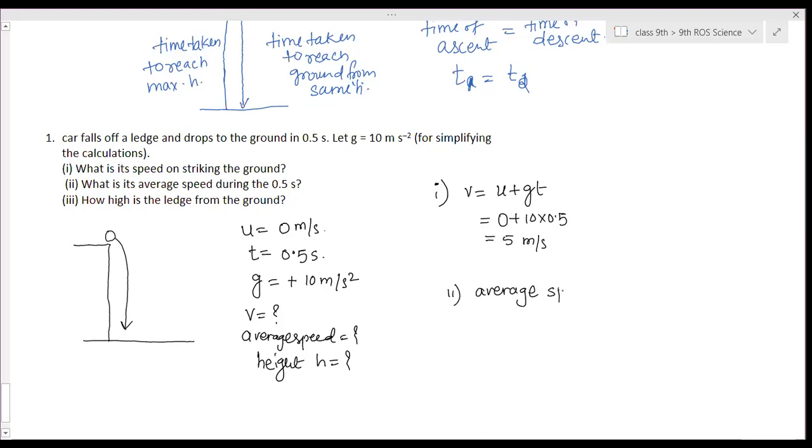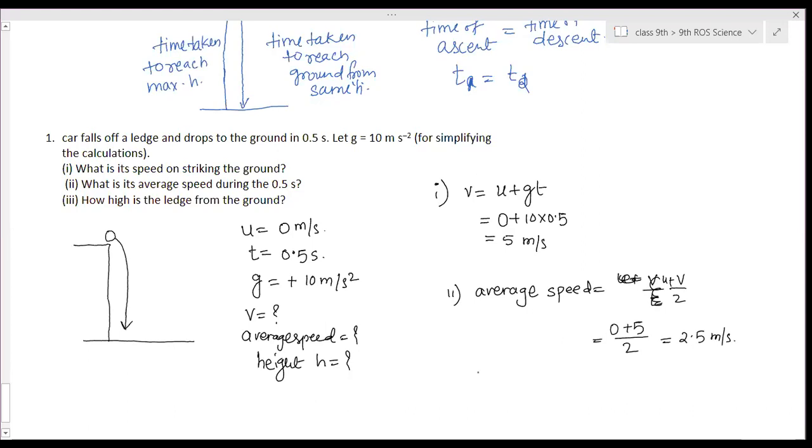Average speed during 0.5 seconds. So you also can find out by u plus v by 2, because we don't know distance right now. U is 0, v is 5, by 2, which is equal to 2.5 meter per second.